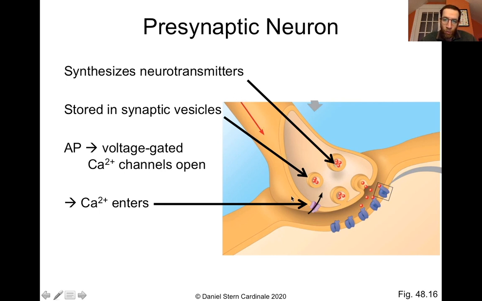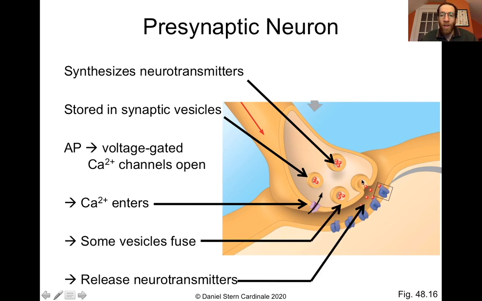Once that action potential reaches the axon terminal, that depolarization from the AP triggers the opening of voltage-gated calcium channels. So this is a new type of voltage-gated channel that we haven't seen yet. Typically in your body, there is more calcium outside the cells than inside. So you open up these voltage-gated calcium channels, and that causes some of the synaptic vesicles to fuse, releasing their neurotransmitters via exocytosis. This is really interesting because this is not the first time we've seen a mechanism like this where calcium is causing vesicles to fuse, triggering exocytosis.